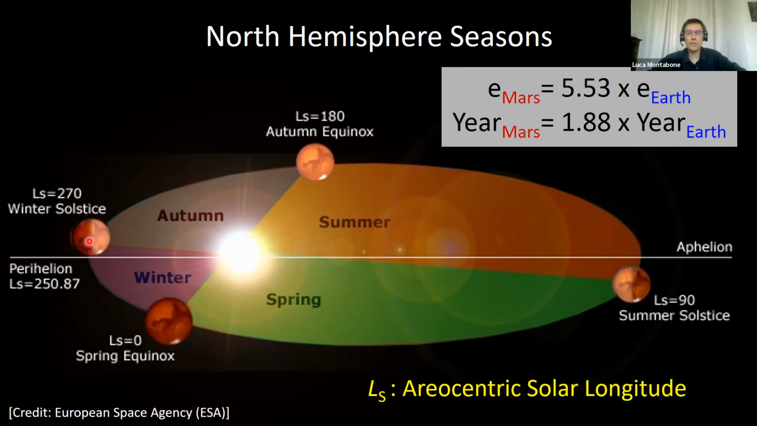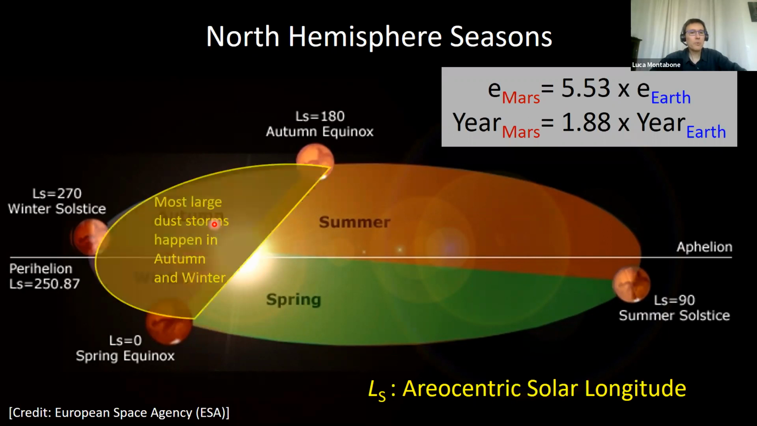I'm going to use it throughout the talk because it's a way to measure the time of the year on Mars, the way scientists use it so far. Okay, there are another 2 interesting concepts to highlight. The first one is that most large dust storms happen in the autumn season and the winter season. It's not by chance.